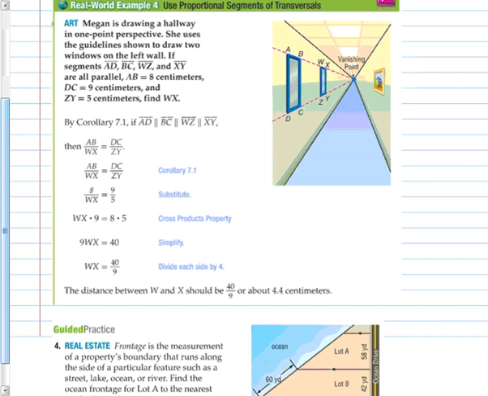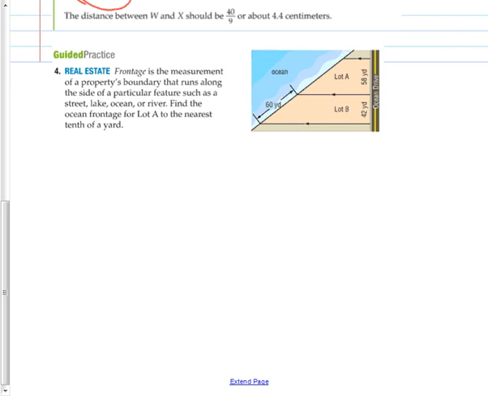She uses guidelines shown to draw 2 windows on the left wall. So see, she made her perspective lines going to that vanishing point out there. And it says if segments AD, BC, WZ, XY are all parallel to each other, then it gives the measurements, and they want us to figure out what is our WX, one of those points out there. Well, these are all proportional. AB, DC, WY, XZ, they set up a proportion, and they figured out a nice fraction. It didn't go in evenly. So let's try one of our own.